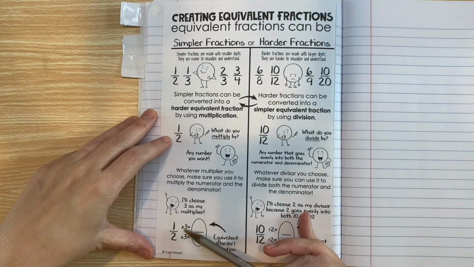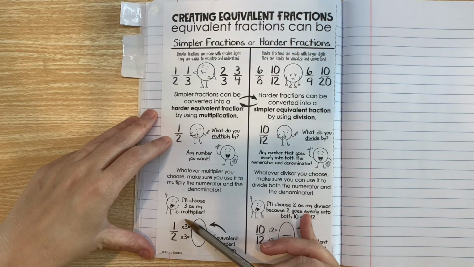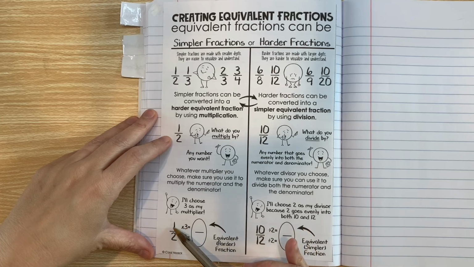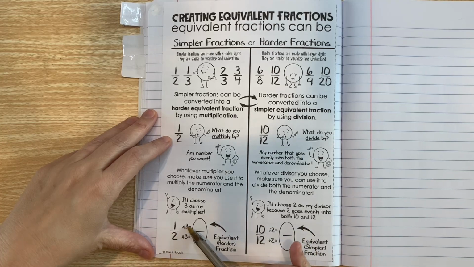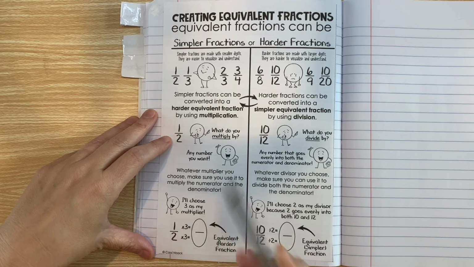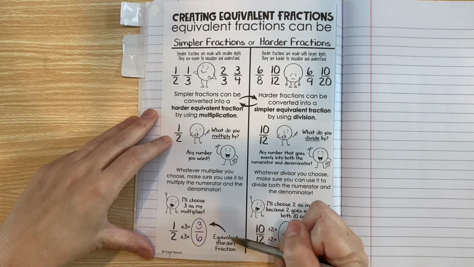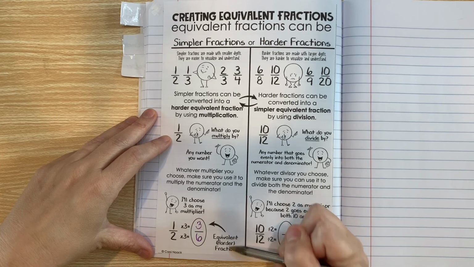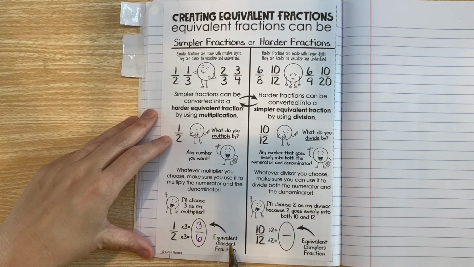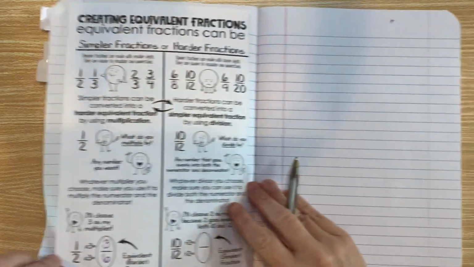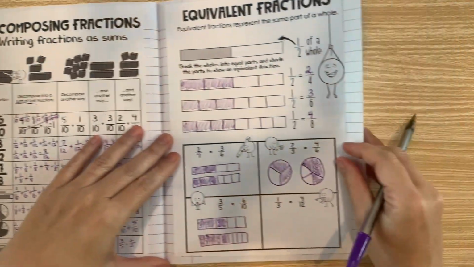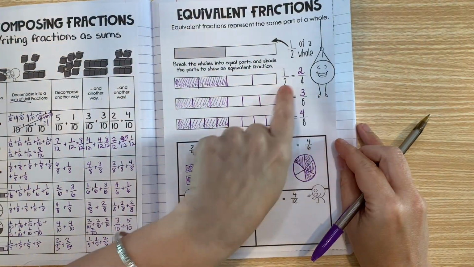So here we see that we chose 3 as the multiplier. We're going to multiply the numerator by 3 and the denominator by 3. So 1 times 3 is 3. 2 times 3 is 6. Notice it says it's an equivalent fraction, but it's a harder fraction to visualize. Now 1/2 equals 3/6. Well, when we were learning about equivalent fractions, that was actually one of our examples.